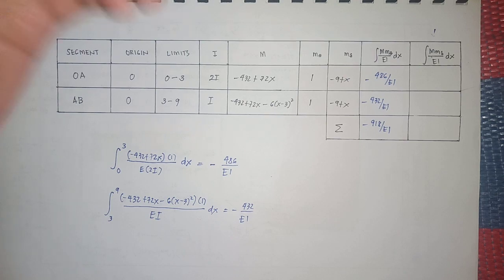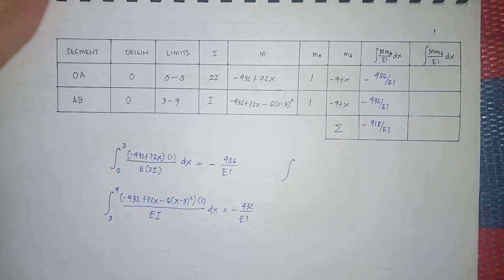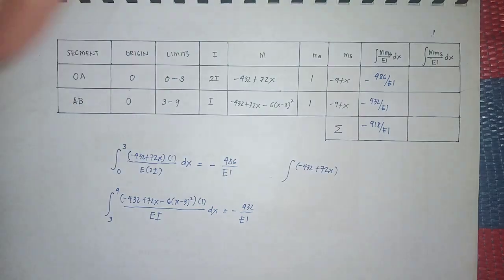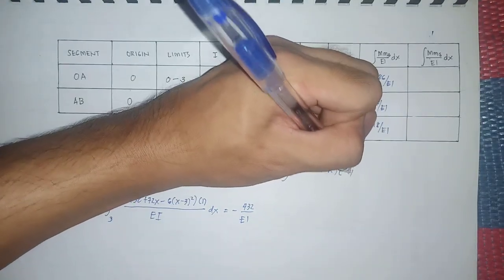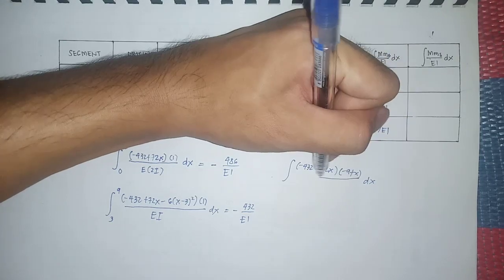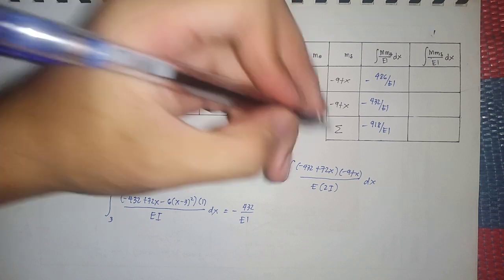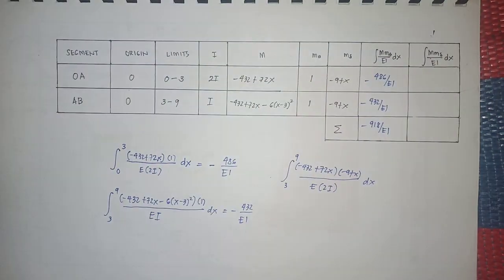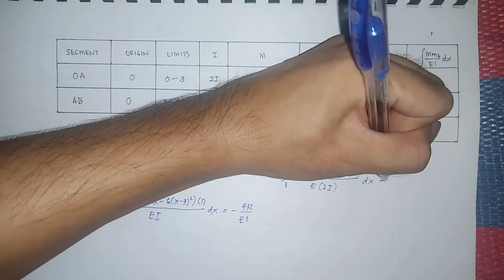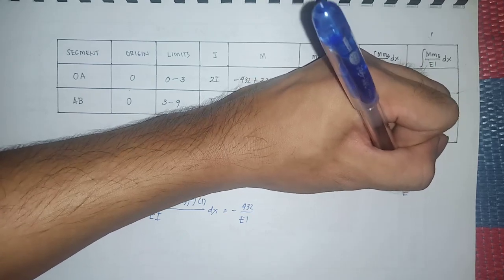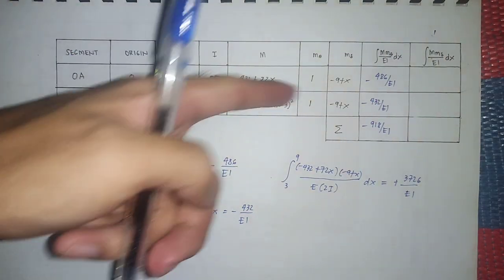So, paano naman ito? We have what? Integral of negative 432 plus 72x, ito yon, times the quantity negative 9 plus x dx over EI. But yung I niya ay 2I is from 3 to 9. Okay? So, konting ingat lang. Lagay natin yung values or yung equation sa calculator and we have, okay, positive 3,726 over EI. And just like this one, okay, sulat muna natin, no?